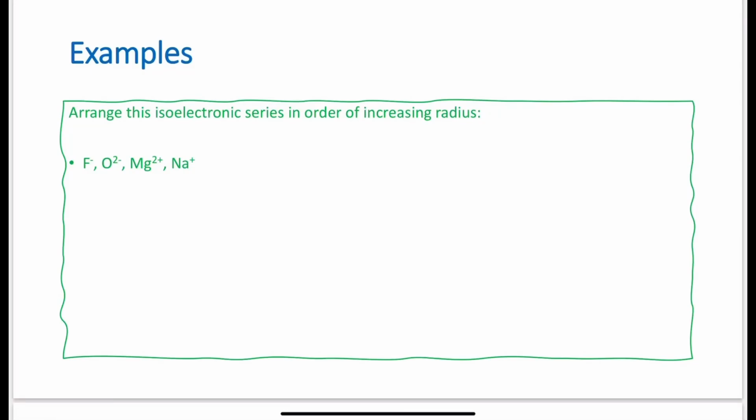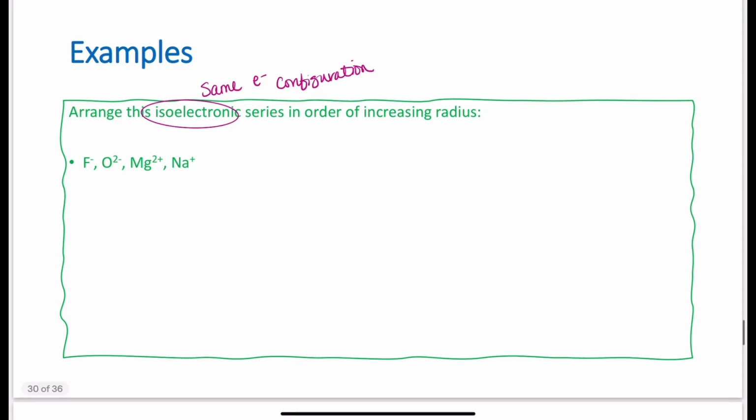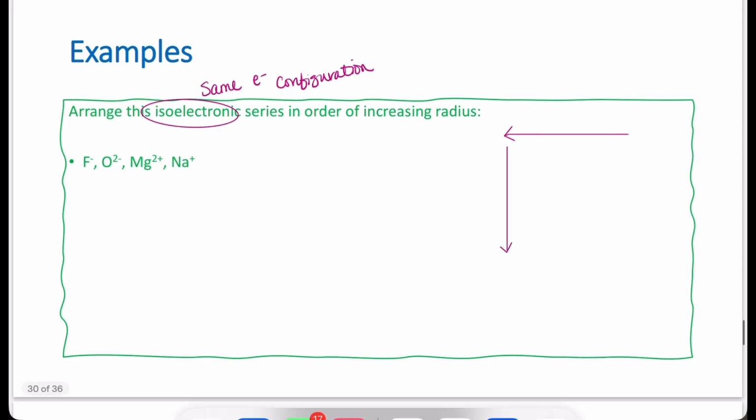Arrange this isoelectronic series in order of increasing radius. Again, remember what isoelectronic means. Isoelectronic means same electron configuration. Things to remember here are general trends. General trend is size decreases that way and decreases going up to down. So size increases this direction, generally speaking, in neutral species.